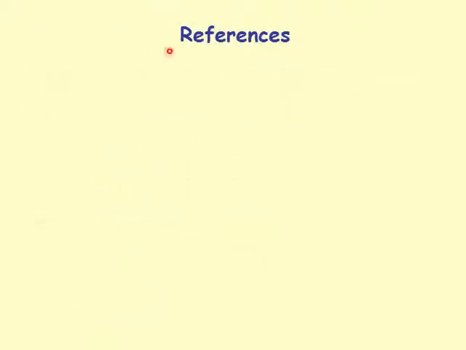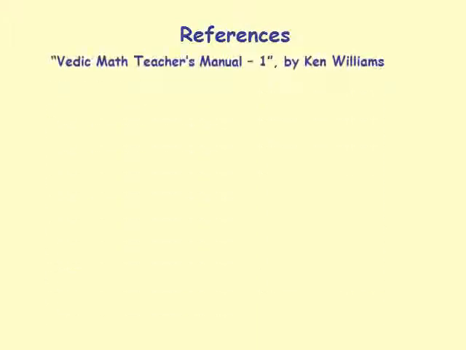Let's look at the references now. This is a common reference we have: the Teacher Manual, Volume 1, Elementary Level, by Ken Williams. You can find this book at vedicmaths.org, and the PDF form is free.